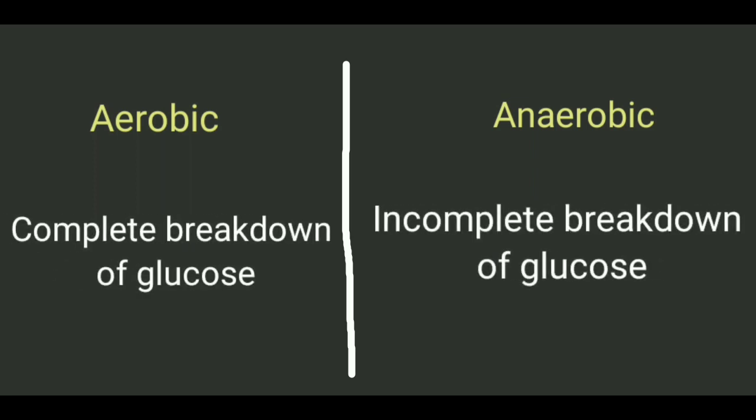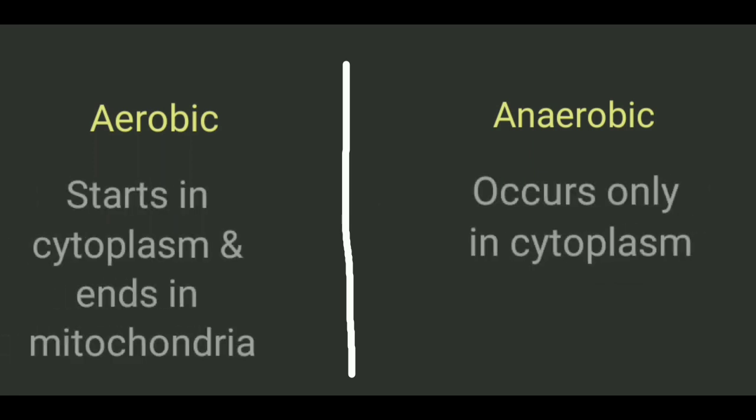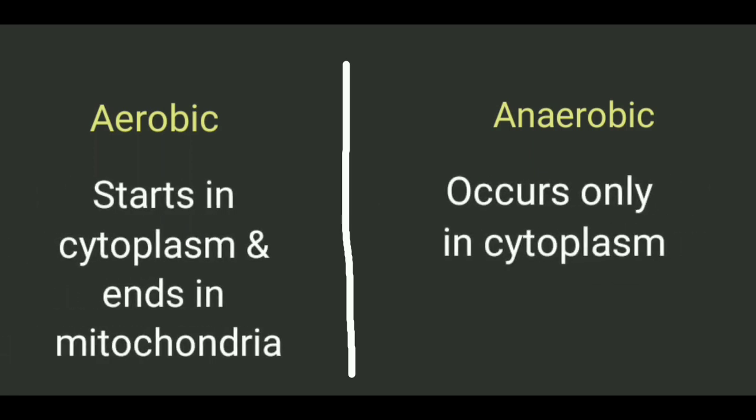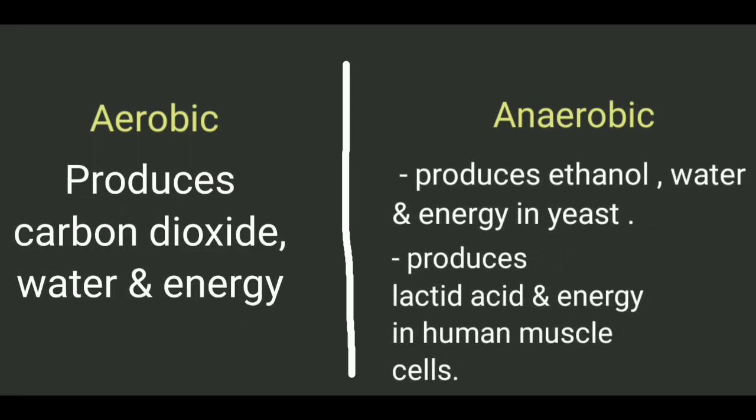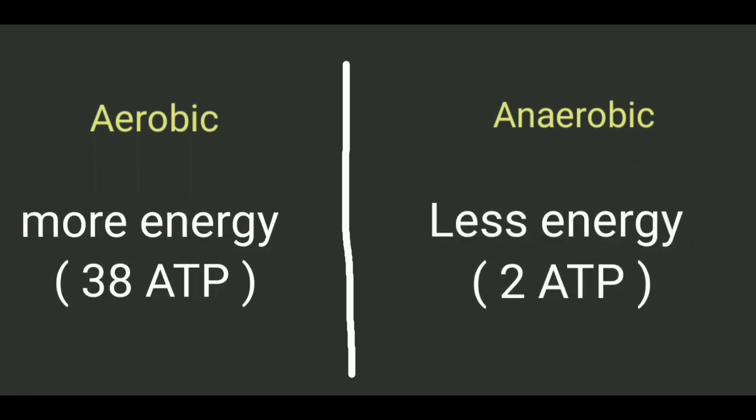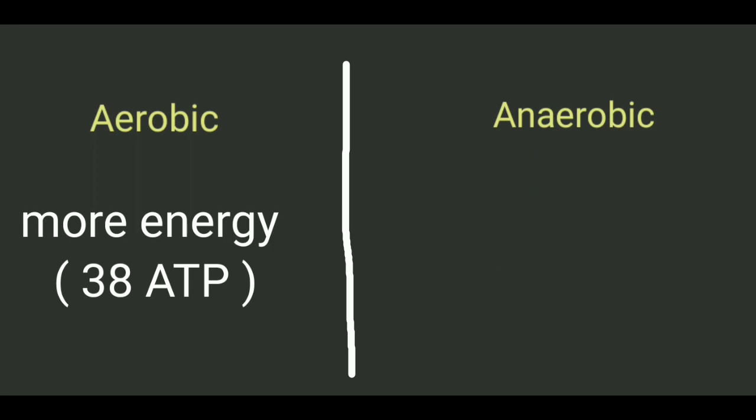There is a complete breakdown of glucose in aerobic respiration, but in anaerobic, there is an incomplete breakdown of glucose. Aerobic respiration starts in the cytoplasm and ends in the mitochondria, but anaerobic respiration takes place in the cytoplasm only. The products of aerobic respiration are carbon dioxide and water, and the products of anaerobic respiration are lactic acid, or it can be ethanol. More energy is released: 38 ATP in aerobic respiration, and lesser energy, only 2 ATP, is produced in anaerobic respiration.